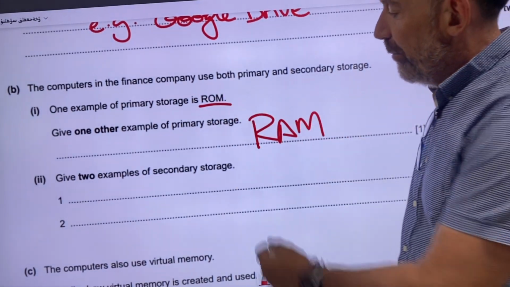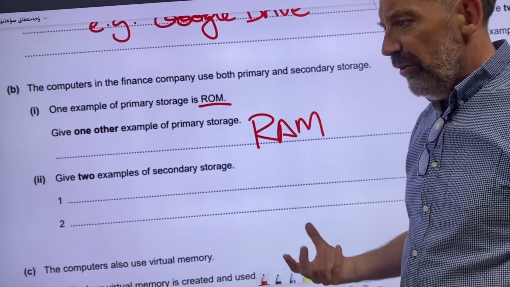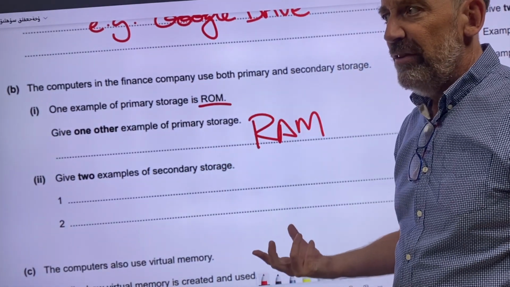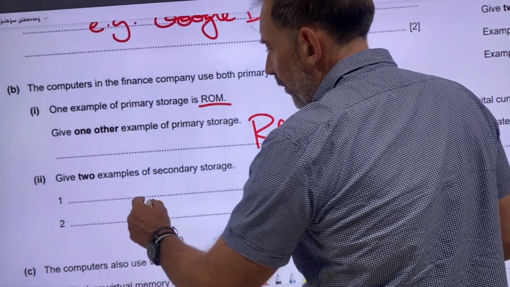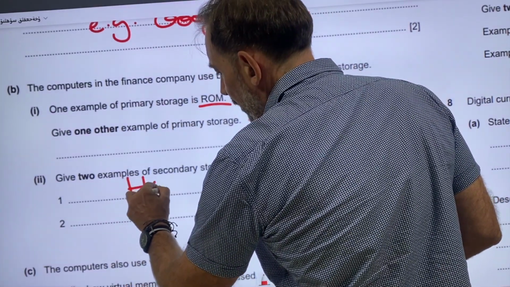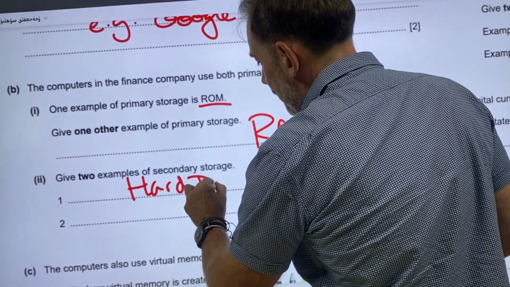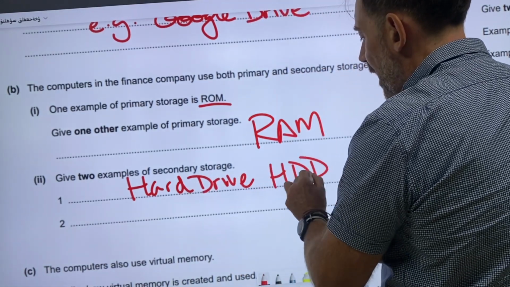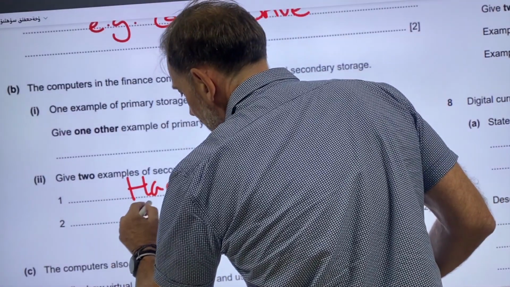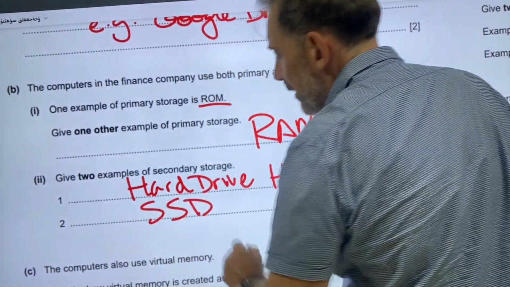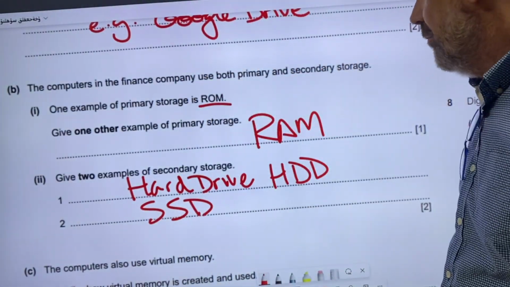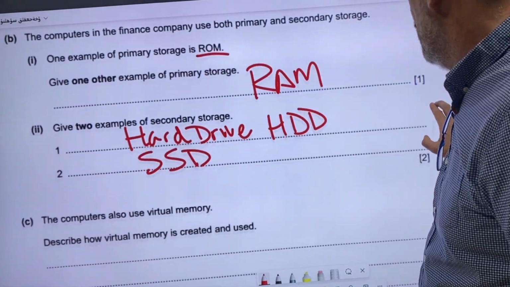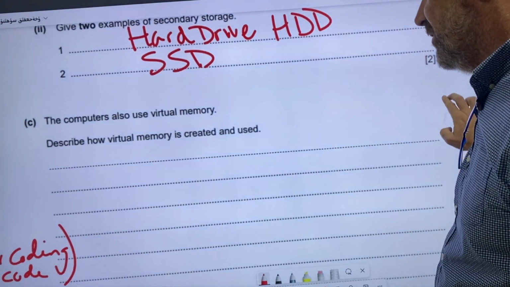Okay, 2 examples of secondary. Again, we can talk about compact discs and DVDs and things, but really the 2 which you need to know: the hard drive, HDD, hard disk drive, and SSD, the solid state drive. Okay, 2 marks again.